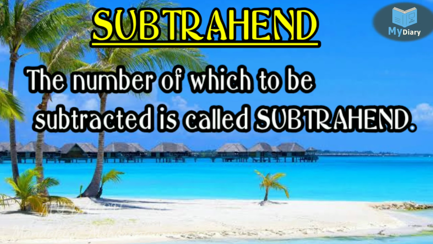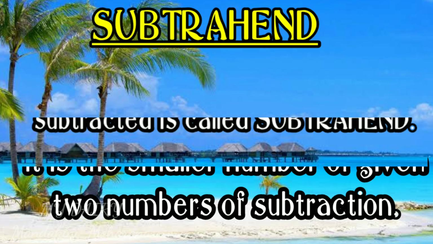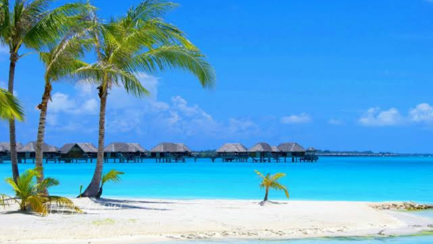Subtrahend. The number which is to be subtracted is called the subtrahend. It is the smaller number of a given subtraction. Difference. The result of subtracting the subtrahend from the minuend is called the difference.